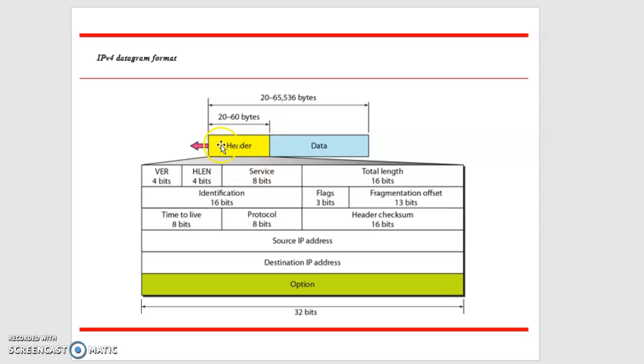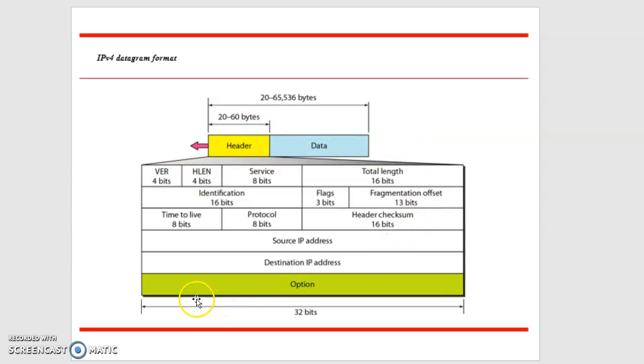A header is from 20 to 60 bytes. The size varies depending on this information. The minimum size is 20 bytes. The maximum size can be 60 bytes of a header which is added by the network layer along with the data. In detail, we'll discuss what all fields are there in a header.